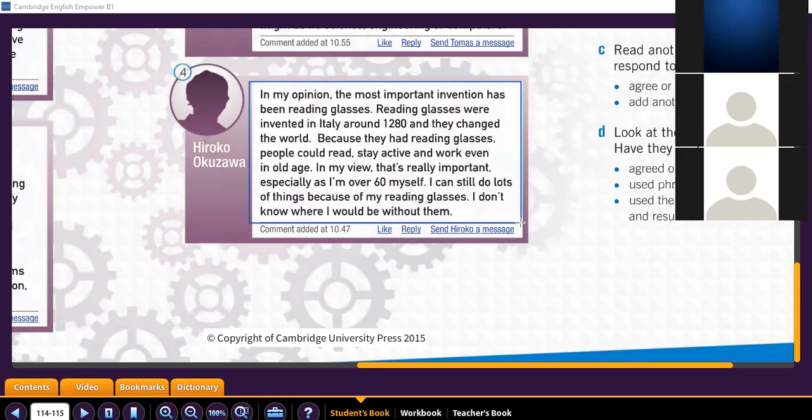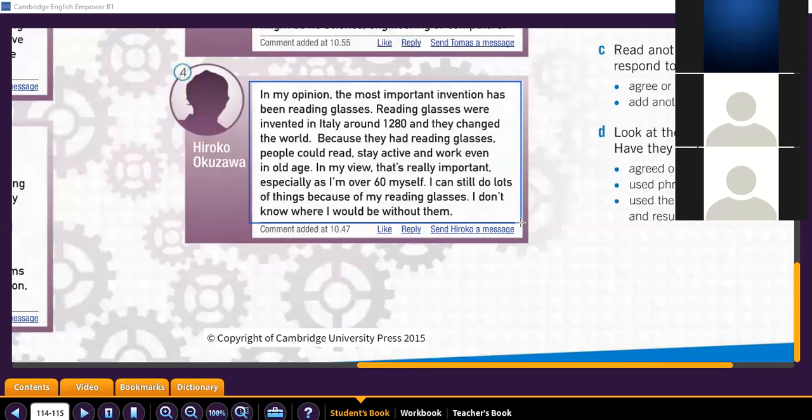In my opinion, the most important invention has been reading glasses. Reading glasses were invented in Italy around 1280, and they changed the world because the hard reading glasses people could read, stay active and work even in long old age. In my view, that's really important, especially as I am over 60 myself. I can still do lost on things because of my reading glasses. I don't know where I would my without them.